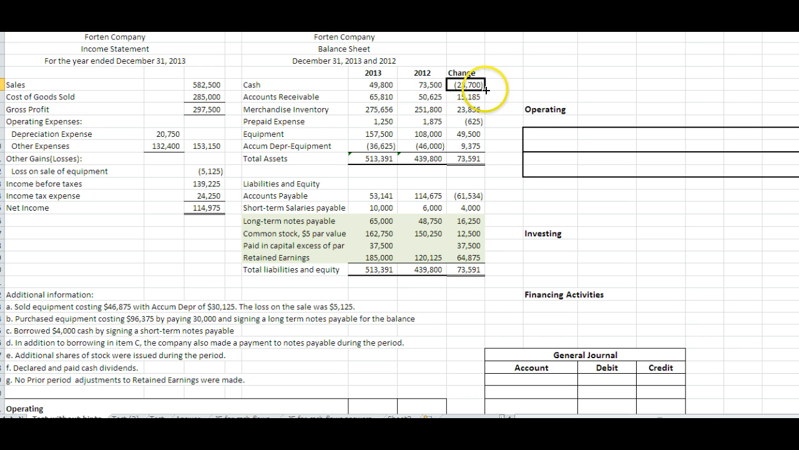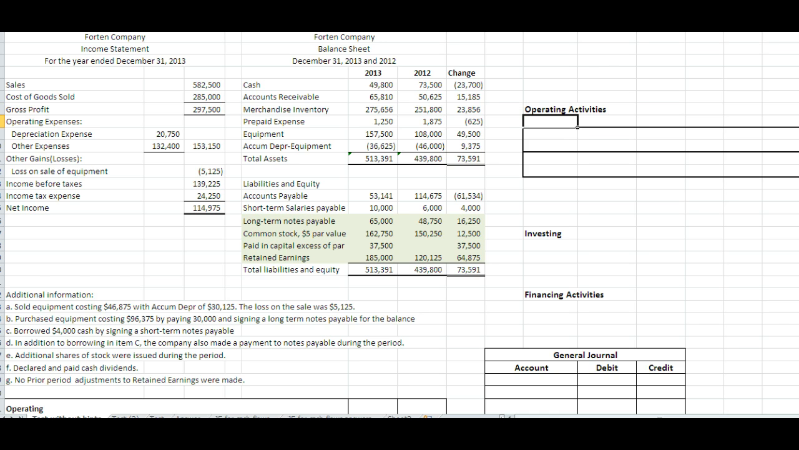So we will be describing and categorizing our change in cash, which, as you can see on the balance sheet, is a negative $23,700. We're going to categorize that into three sections: the operating section, the investing, and the financing. All of these are operating activities, investing activities, and financing activities.